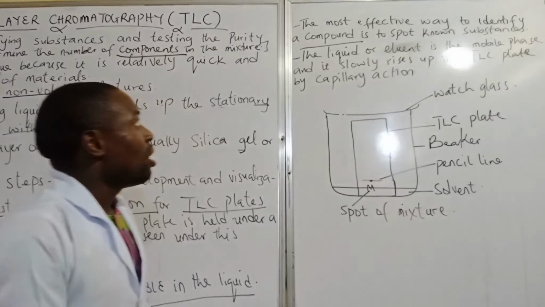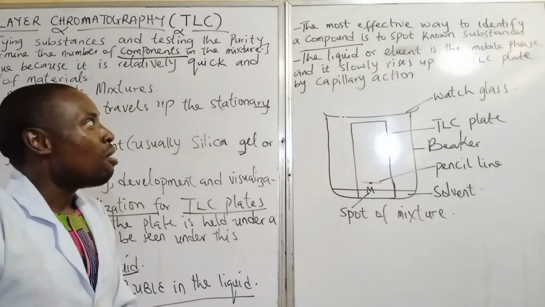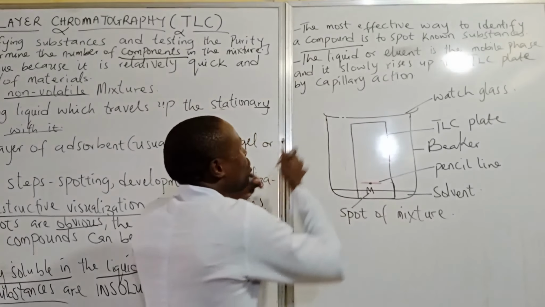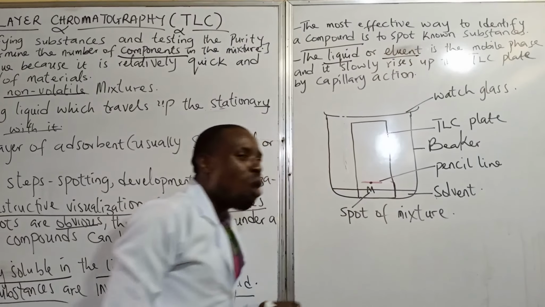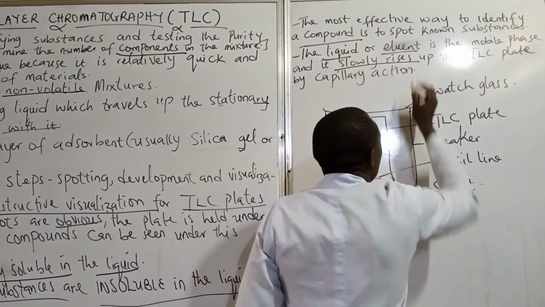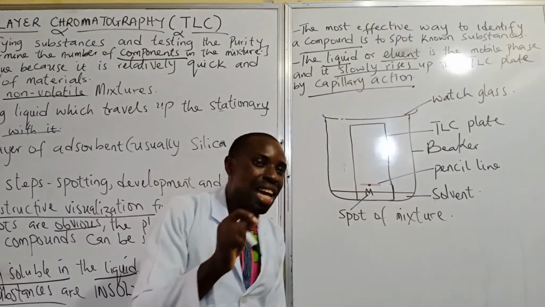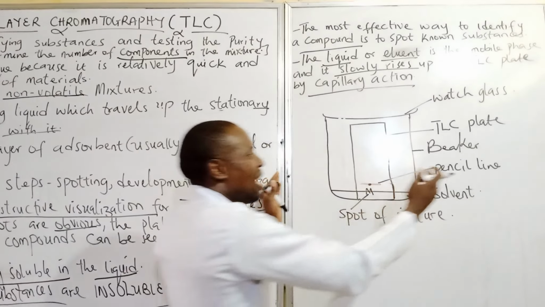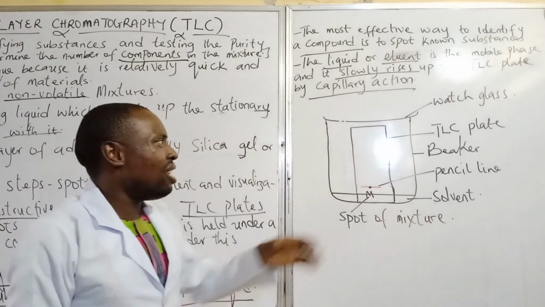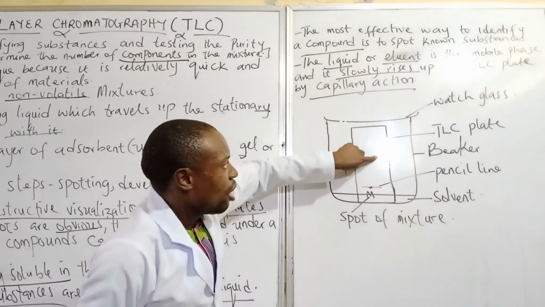And we have said that the most effective way to identify a compound is to spot for what now? For known substances. And lastly, the liquid or eluent, take note, is the what now? Is the mobile phase, and it slowly rises up the thin layer plate by capillary action, which we have said previously.